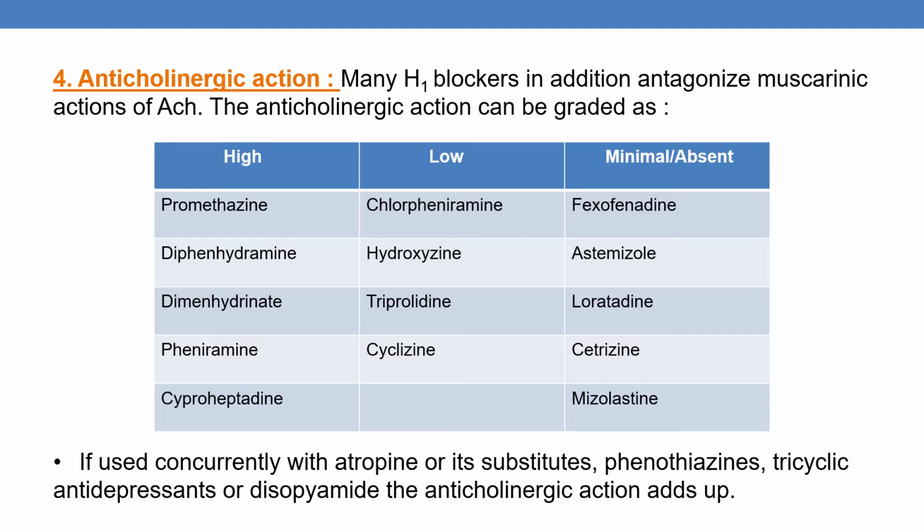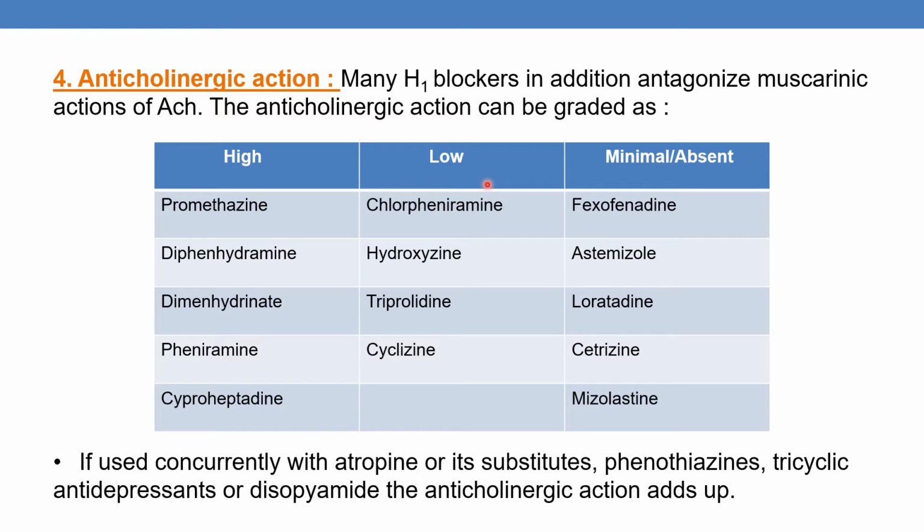Coming to anticholinergic action. Many H1 blockers, in addition to histamine blockade, antagonize muscarinic actions of ACh. The anticholinergic action can be graded as follows. The drugs which have high anticholinergic action are promethazine, diphenhydramine, dimenhydrinate, pheniramine and cyproheptadine.